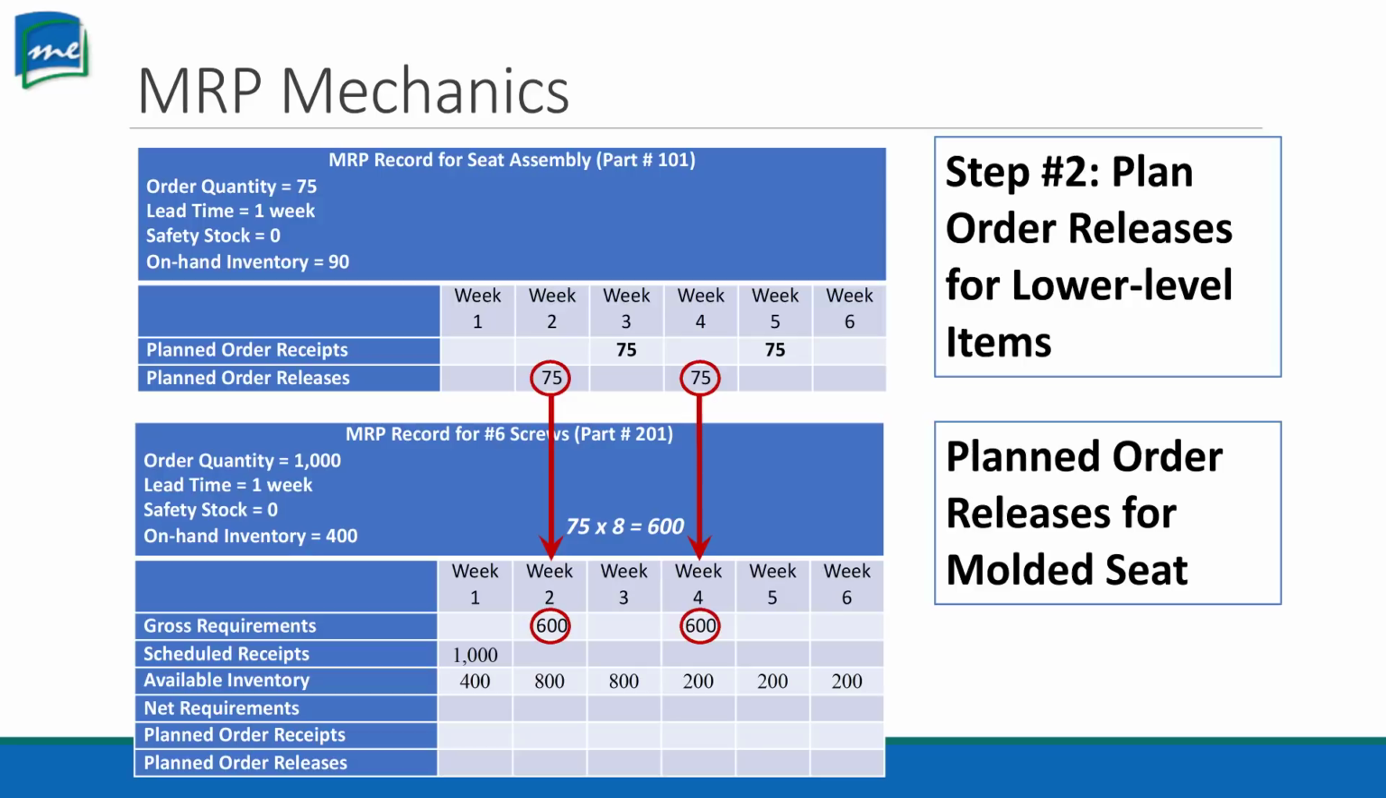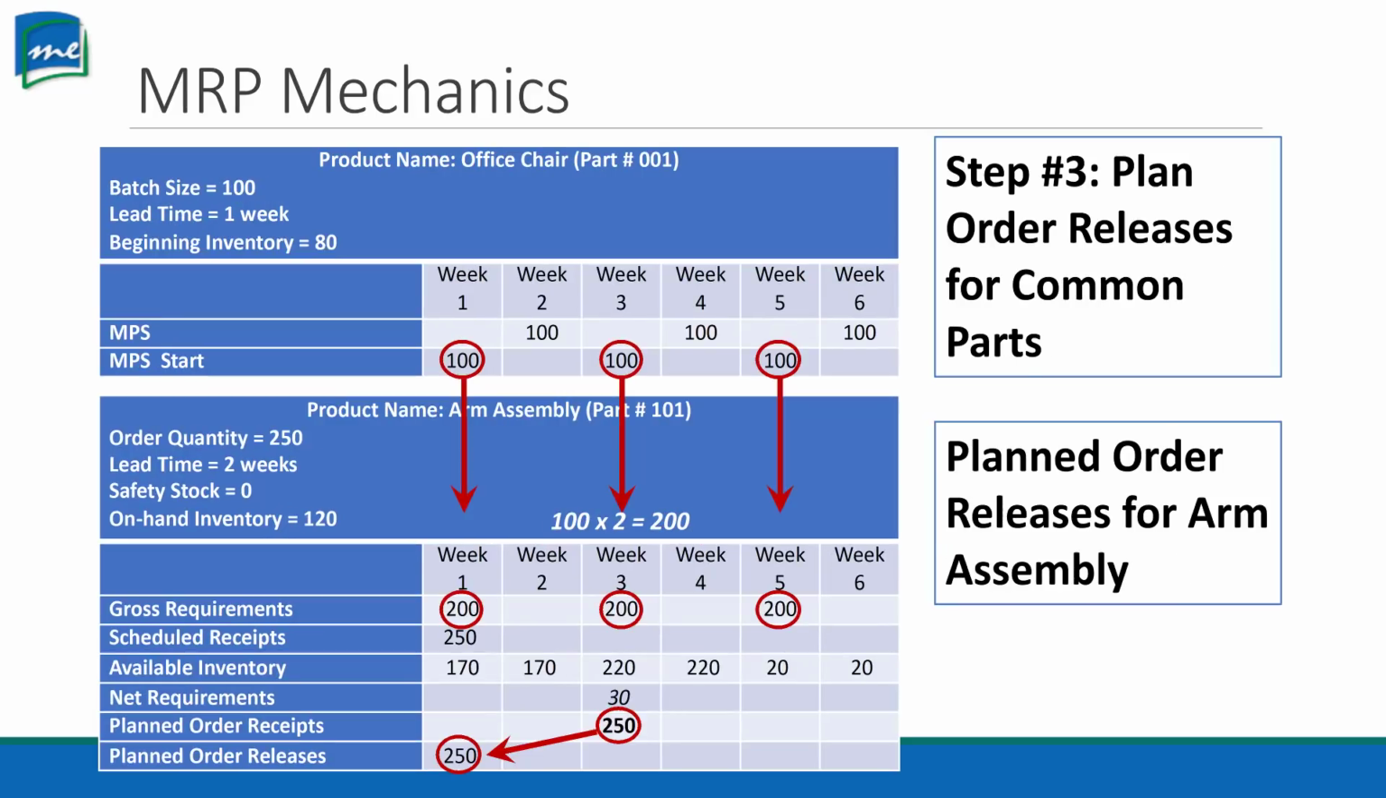Then our seat assembly, we need number 6 screws. It takes 8 screws for the 75 seat assemblies. So that would be a quantity of 600. We're starting off with 1,000 in stock. The on-hand inventory is 400, and we can only order 1,000 at a time. So when we do the numbers, well, we're going to look at arm assembly. I must have lost the slide. Anyway, so the arm assembly.